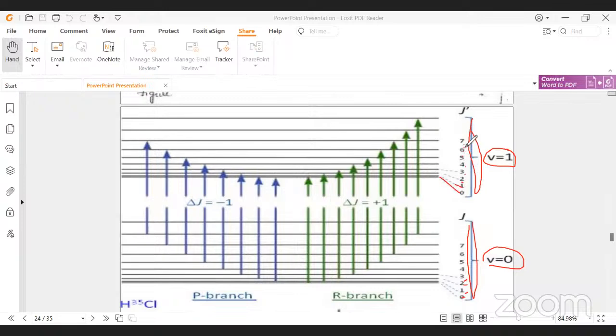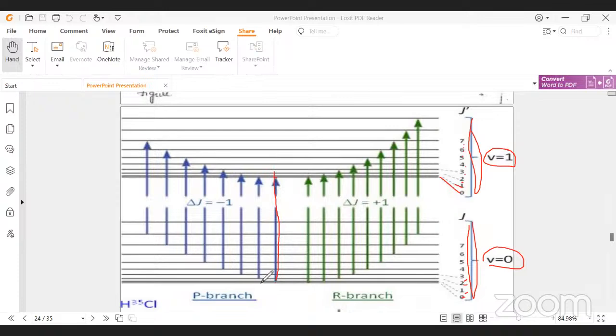We have a different number of rotational energy levels. Each vibrational energy level is accompanied by more rotational energy levels. Look at here: the transition from J equal to 0 to J equal to 0. The molecule started here at J equal to 0 and ended at J equal to 0.